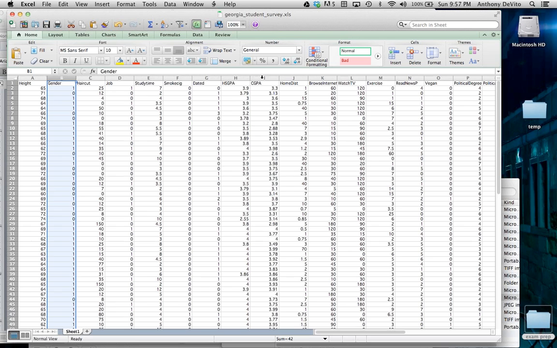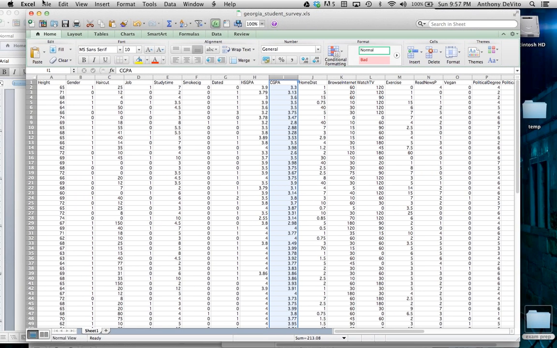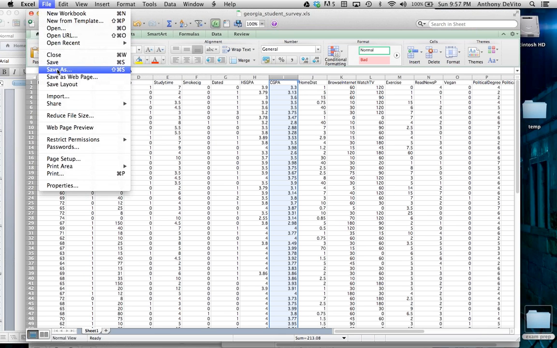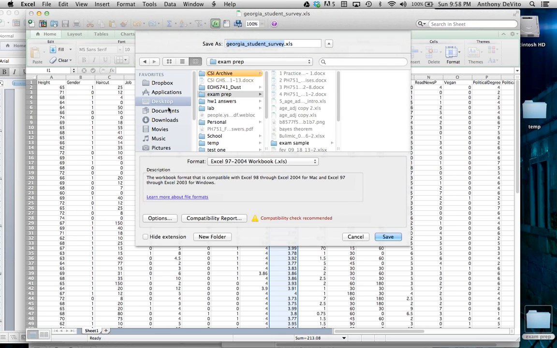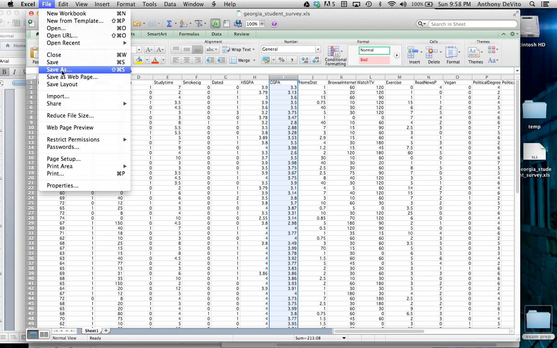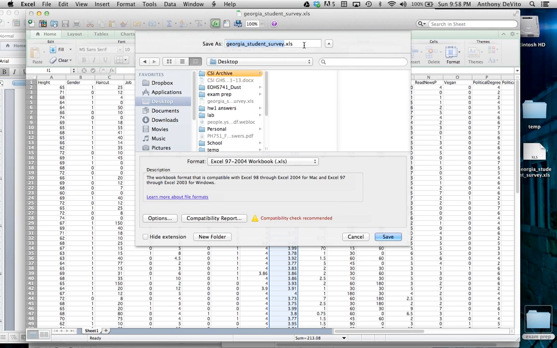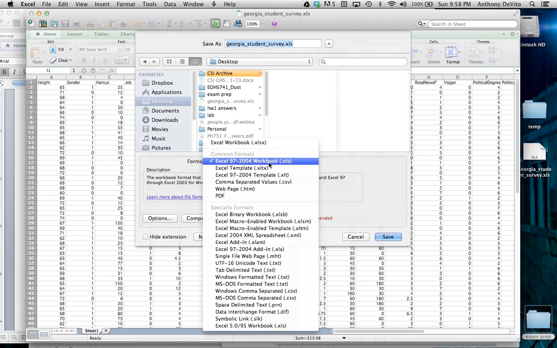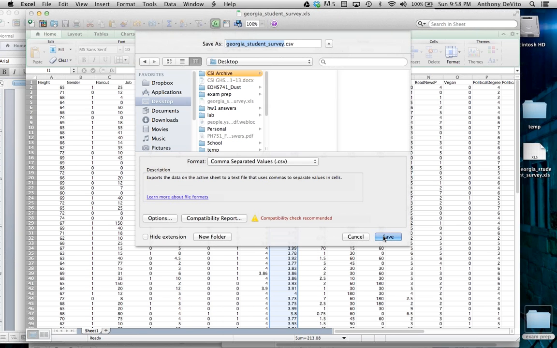For instance, if I want to know for the college grade point averages what the means and so forth are, I could do this in Excel with some difficulty because there are a lot of students here, or I could import this into SPSS. Now I'm going to save this, save as, on the desktop. And I'm going to save it two ways. First as an Excel worksheet. Then I'm going to save it again, save as, under the same name, except I'm going to change the format to comma separated values, .csv. And I'm going to say save.